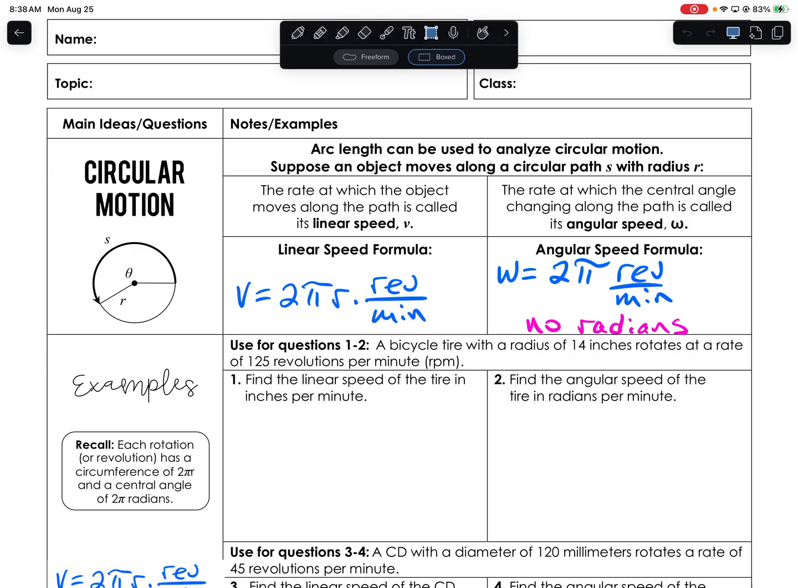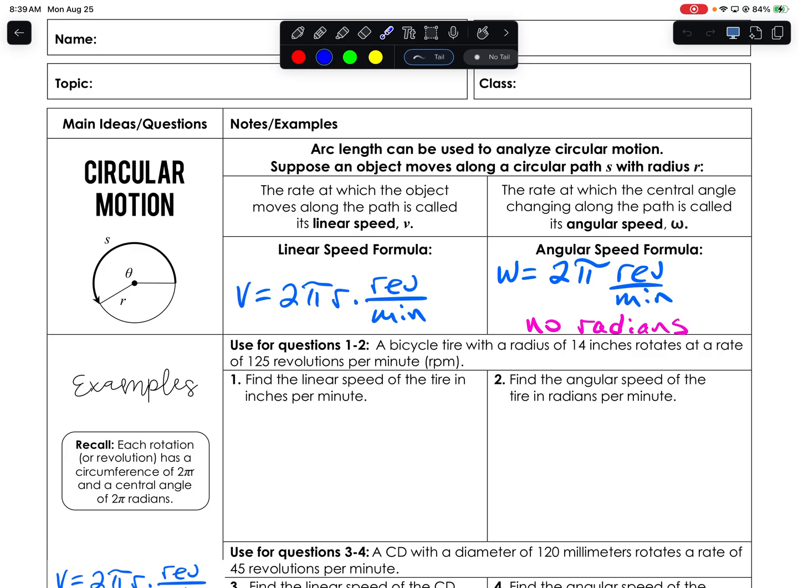All right, starting circular motion. Arc length can be used to analyze circular motion. Suppose an object moves along a circular path S with radius R. So a circular path S right there with radius R right there. The rate at which the object moves along the path is called linear speed. We're going to use V for that, and there's the formula below.